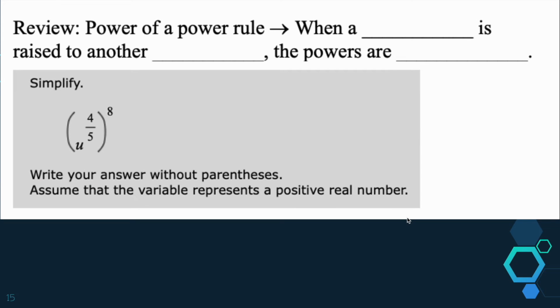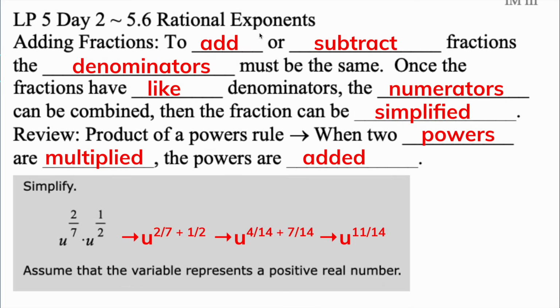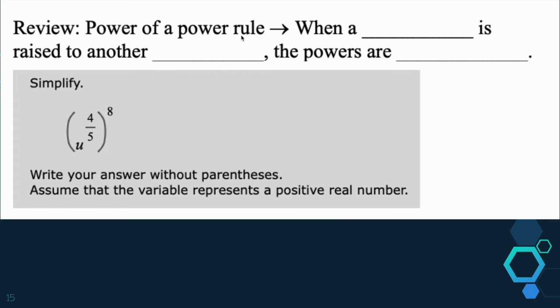So we're reviewing, this is a power of a power rule. So I said product of a power, so product, I'm multiplying these two together. Well, this one now I have power of a power rule because I have a power here being raised to another power. So it's just kind of review of a few of these different types of exponent rules and the wording that goes with them. So when a power is raised to another power, the powers are actually multiplied. So if I'm multiplying two powers together, like we did in the last one, I add the exponents. But if I'm raising a power to another power, I multiply.